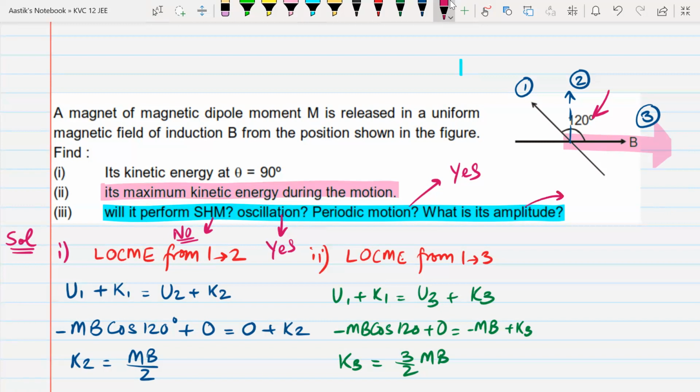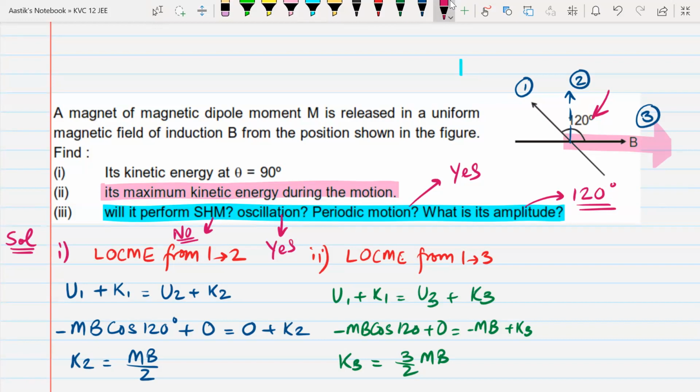What is the amplitude? From wherever I start the motion, it will go to the same point on the other side, and then it will come back, and this motion will keep on repeating unless and until there are some resistive forces which stop this motion. This motion will keep on continuously happening. The amplitude of motion is 120 degrees.